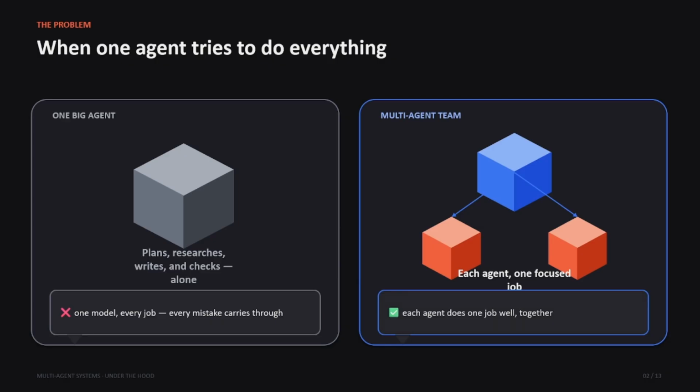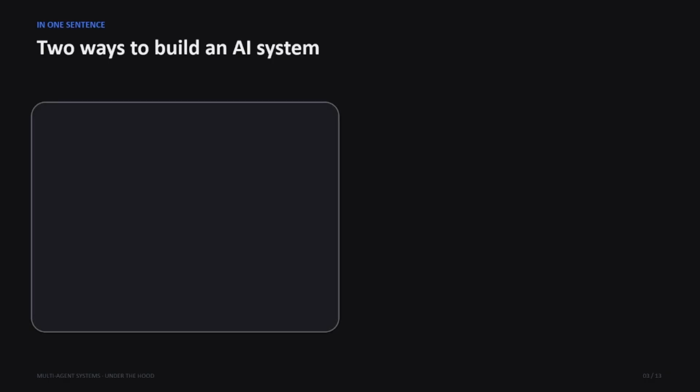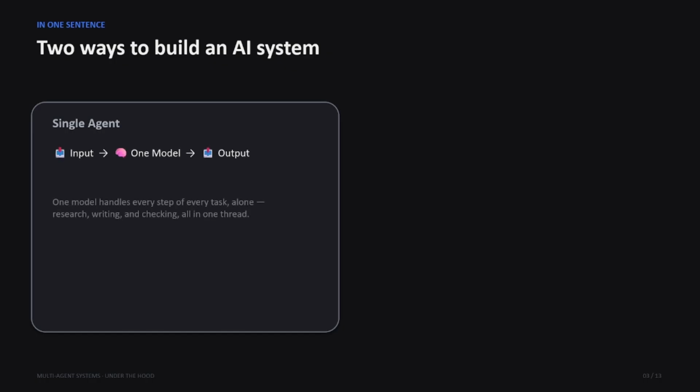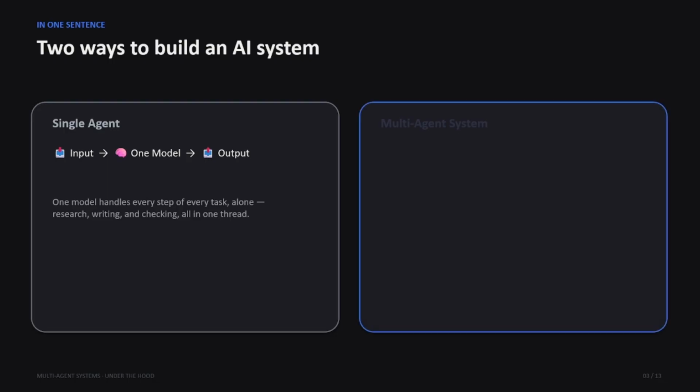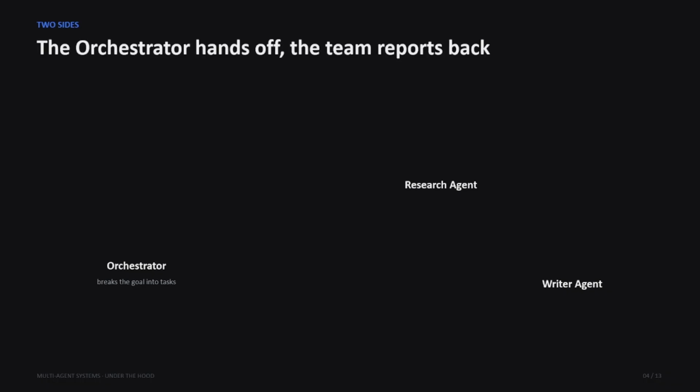There are two basic ways to build this kind of AI system. In a single AI agent system, the input goes into one model and that one model handles everything from start to finish. In a multi-agent system, the input first goes to an orchestrator. The orchestrator breaks the goal into smaller tasks and sends those tasks to specialist agents. After the specialists finish, the orchestrator collects their work and creates the final output.